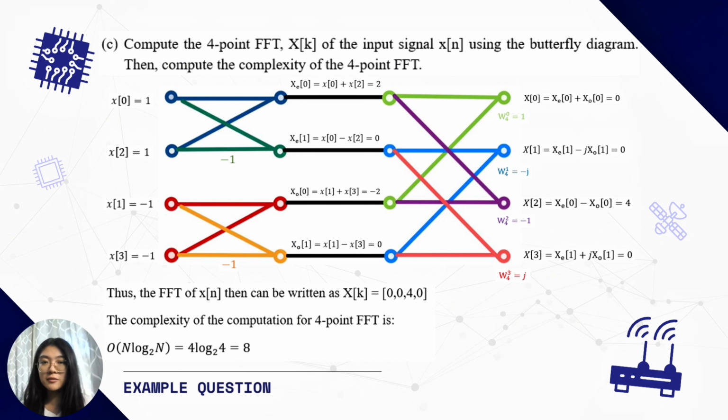We then perform the first butterfly stage. For the even part, we calculate X even 0, which is equal to 2, and X even 1, which is equal to 0. For the odd part, we get X odd 0 equal to -2 and X odd 1 equal to 0. Next, we combine these results using the twiddle factors that have been discussed before. After the second butterfly stage, we obtain the final FFT output, which is X[k] equal to 0, 0, 4, 0. Finally, the computational complexity of a 4-point FFT is N log2 N, which is equal to 8, with N equal to 4.